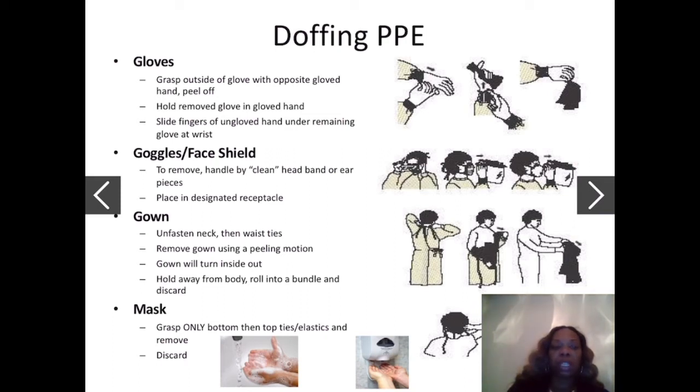Then your gown, you unfasten at the neck and then the waist ties. You're going to remove the gown using a peeling motion. The gown will turn inside out. You want to hold it away from the body, making sure you touch the inside of the gown, which is not contaminated. And then you want to roll the gown away from your body and discard it into the red biohazard bag that's in the container.